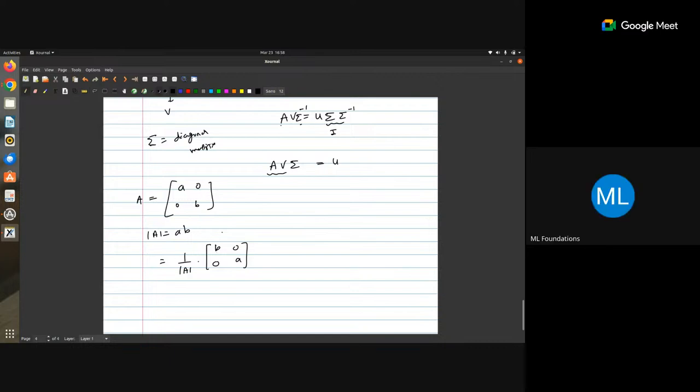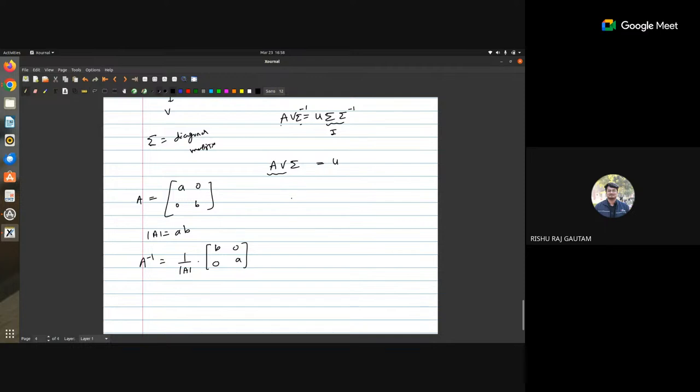No, this is not A inverse. This is a cofactor matrix, no? This whole is A inverse. But we divided by the determinant, we get the A inverse. This is A inverse? Yes. Okay, so then it's not the same as of A, right?